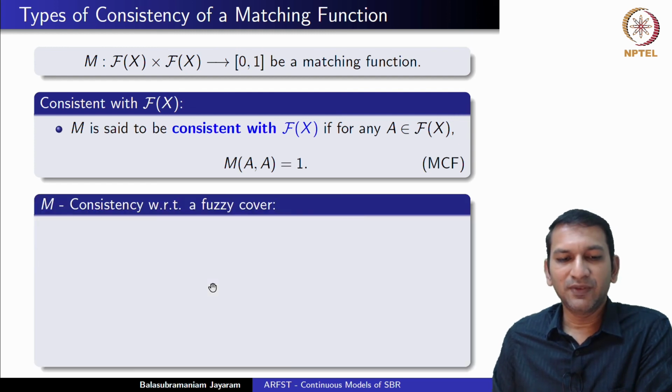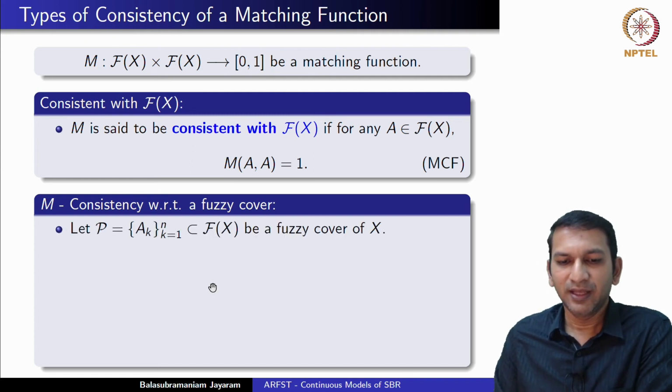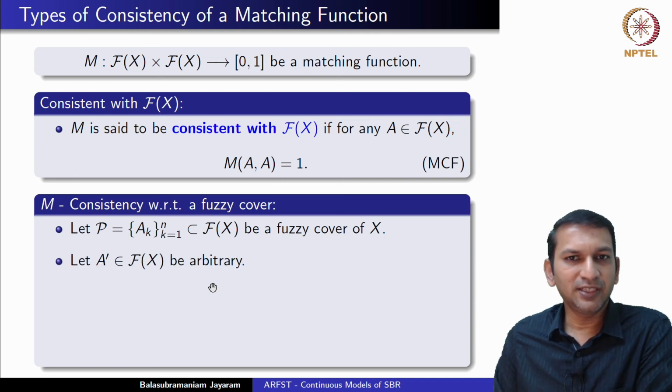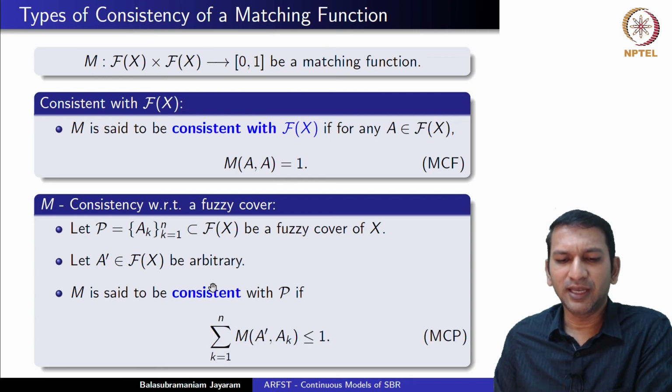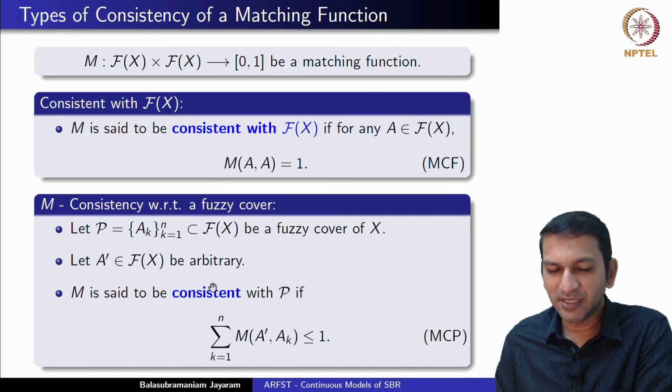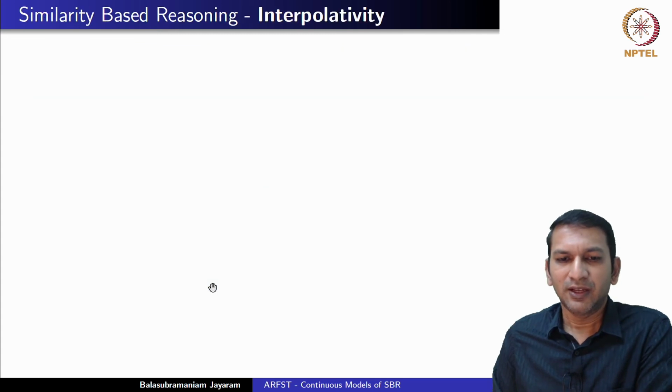We say it is consistent with its domain if for any A, M of A is 1, and we say it is consistent with respect to a fuzzy cover, much like how we said it is continuous with respect to a fuzzy cover. If we are given a fuzzy cover on X and an arbitrary A dash from F of X, we say that it is consistent with respect to this P if the summation of the matching values of A dash to each of the pieces in the covering does not add up to more than 1. So the sum is less than or equal to 1.